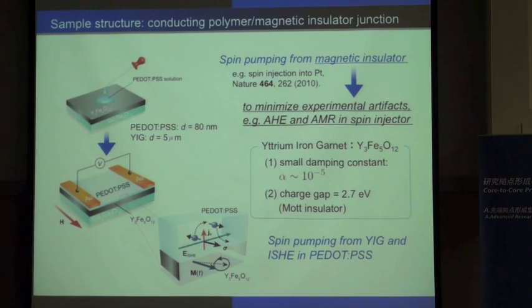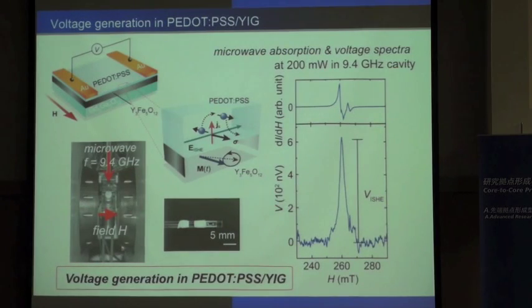Next, we measured the electric voltage under the ferromagnetic resonance condition for this system. This is the experimental result. This is the microwave absorption signal and voltage signal as a function of the external field strength. We measured with a 9.4 gigahertz microwave in the cavity. As you can see, a clear voltage signal appears at the resonance field.